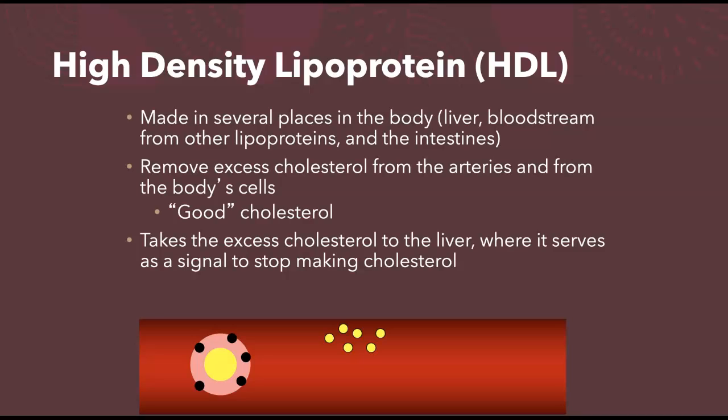The HDL scavenges excess cholesterol from the arteries and the body cells and transports that excess cholesterol to the liver. So here we have an HDL taking up excess cholesterol, transporting it to the liver. When the HDL is inside the liver cell, it breaks apart, releasing cholesterol into the liver cell, where it serves as a signal for the liver to stop making cholesterol. Because of its role in controlling blood cholesterol levels, the HDL is sometimes referred to as the good cholesterol.